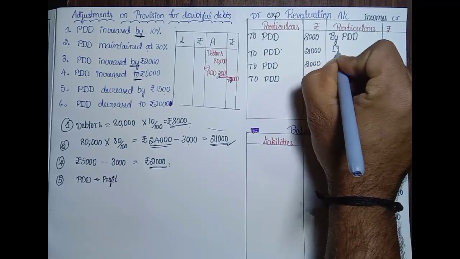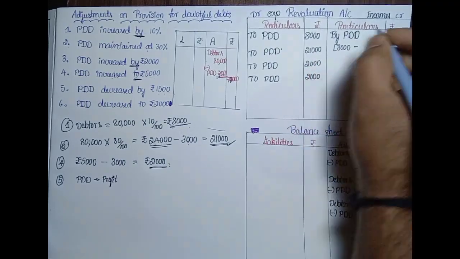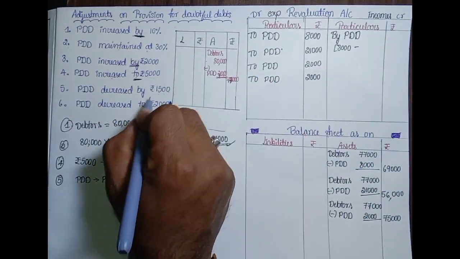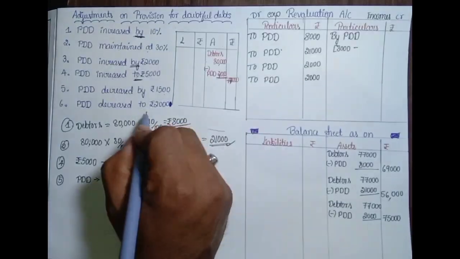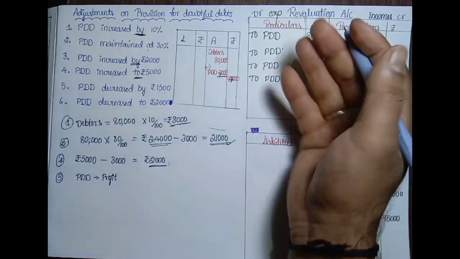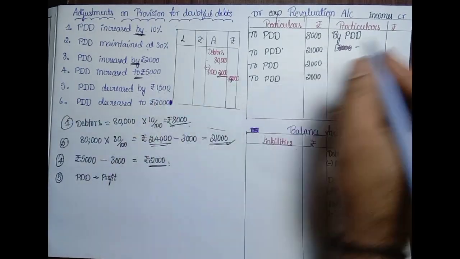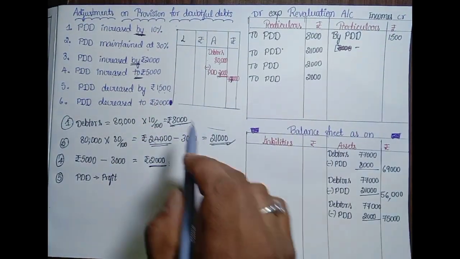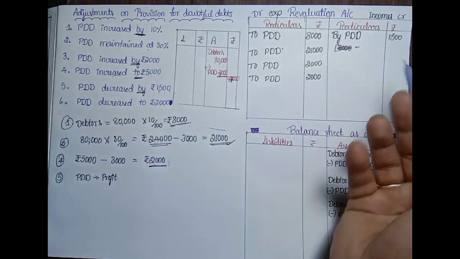So we had 3,000 rupees earlier. Now it is decreased by 1,500. So directly they are saying that this much is decreased. So we can take 1,500 rupees here. So if they are saying "by", we can take the direct amount.